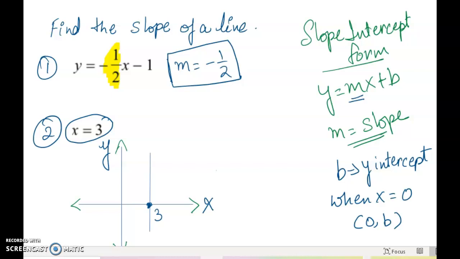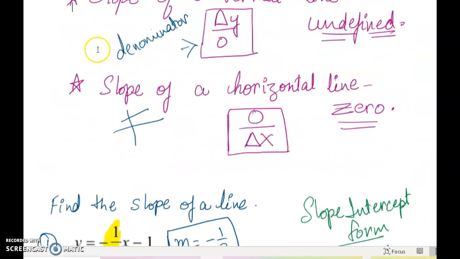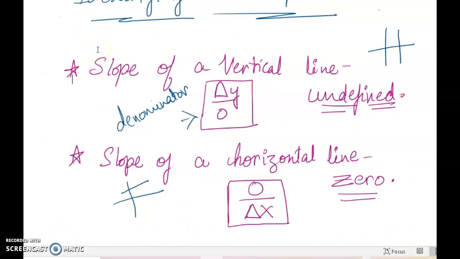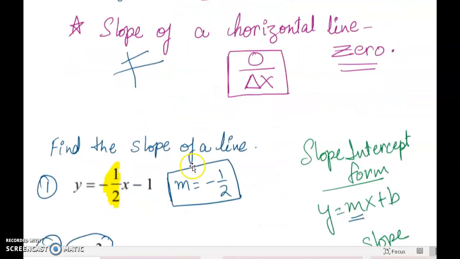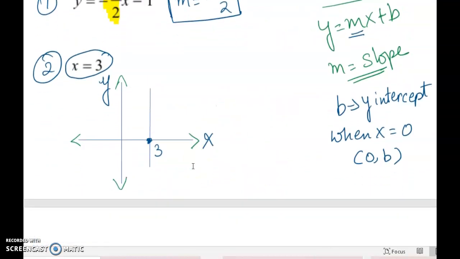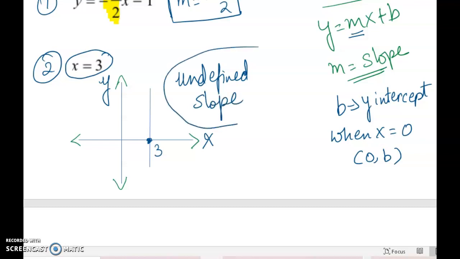And we did it earlier here. When we have a vertical line, the slope is undefined. So in this case, x is equal to 3 and it gives us one vertical line. My answer will be undefined slope. Let's try two more.